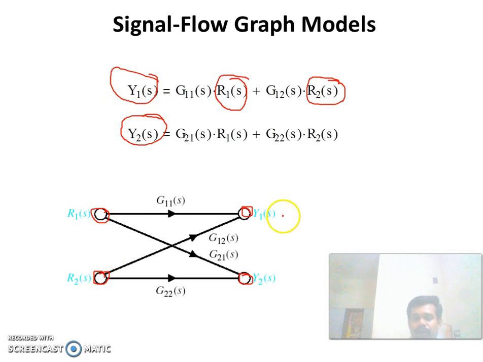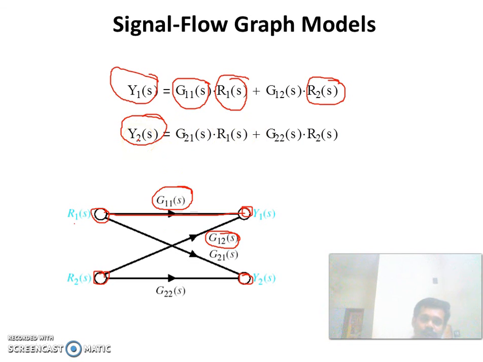Now what is Y1 of S? Y1 of S is equal to G11 of S into R1 of S. So this is R1 of S, and we draw one branch from R1 of S to Y1 of S, and this gain is nothing but G11 of S. Plus G12 of S into R2 of S. This is R2 of S, and we connect a branch between R2 of S and Y1 of S and put the gain G12 of S.